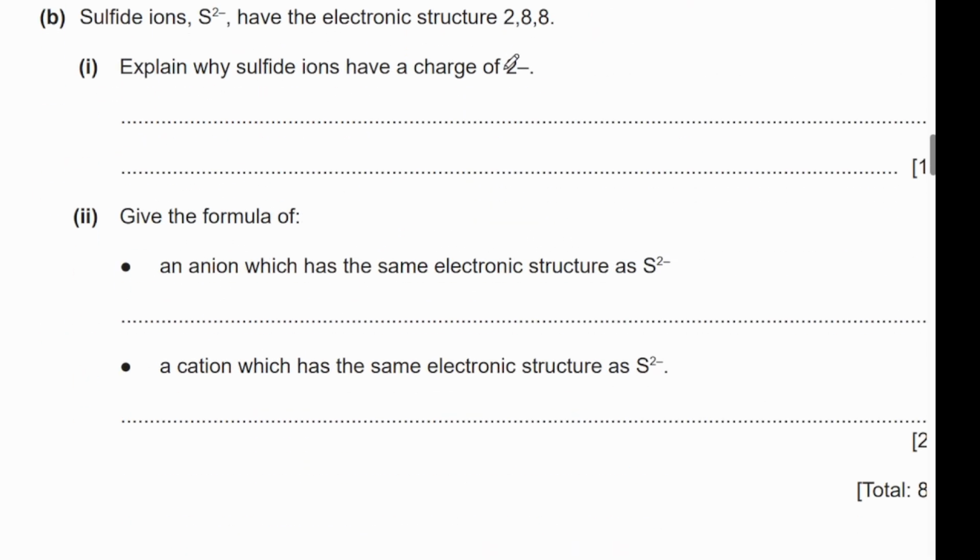Sulfide ions have the electronic structure of 2,8,8. Explain why sulfide ions have a charge of 2 minus. They have a charge of 2 minus because they have 2 more electrons than protons.